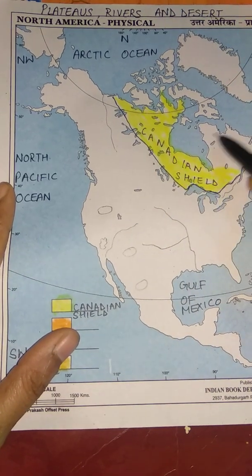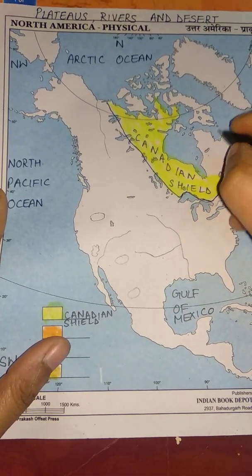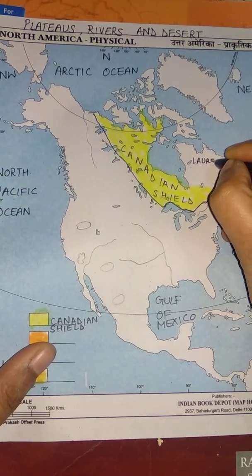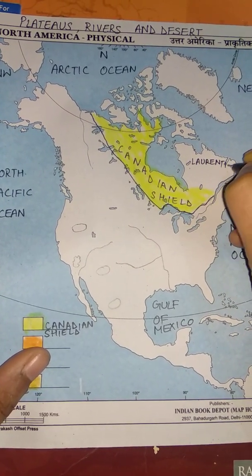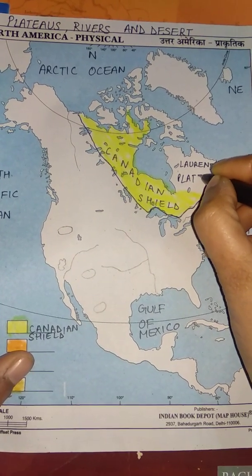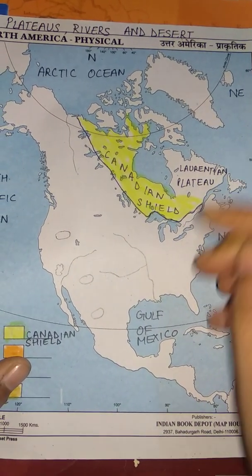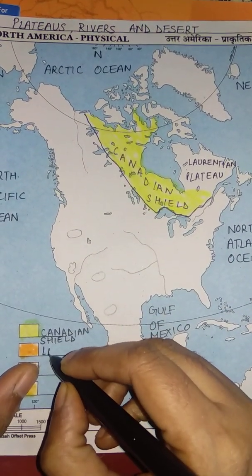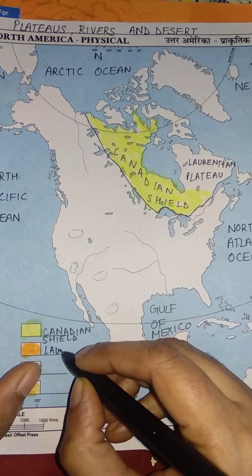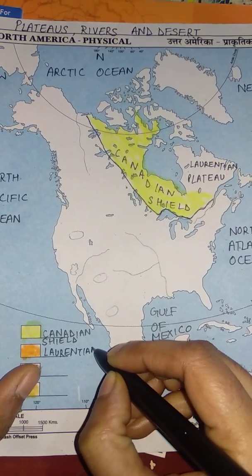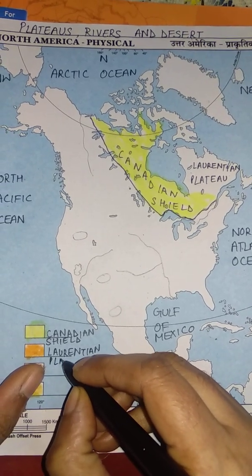Toward the northeastern part of the Canadian Shield, there is the Laurentian Plateau. Write the name of the plateau in the area. And in the index, give a color to it and write the name of the feature, Laurentian Plateau.